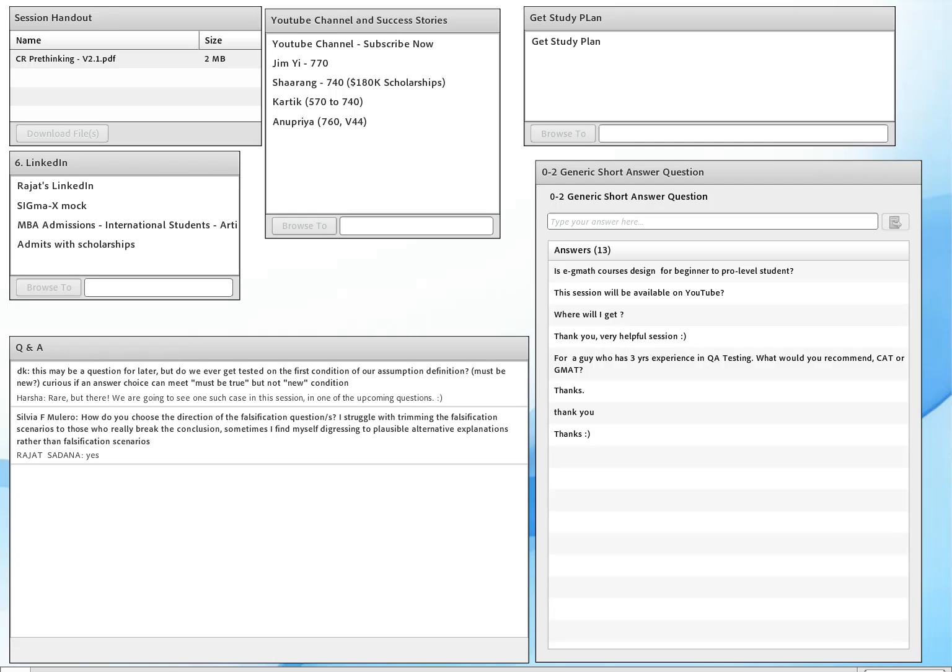Is the e-GMAT course designed for a beginner or a pro level student? It's designed for both. I think that's the beauty of good online courses. We've invested upwards of $10 million building technology, and the benefit of that is that you can serve a variety of segments through this. For example, in our quant course, we have throughout the course about 35 diagnostics, and each diagnostic is built at a module level, and it decides how much of the module you need to do.